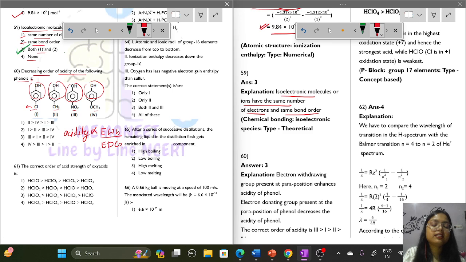So let's see which is an electron withdrawing group and which is an electron donating group, and also we have to focus on the order of electron withdrawing and electron donating groups. Cl is an electron withdrawing group. We know that CH3 is an electron donating group, NO2 is an electron withdrawing group, and OCH3 is also an electron withdrawing group, right? So let's focus on the order first.